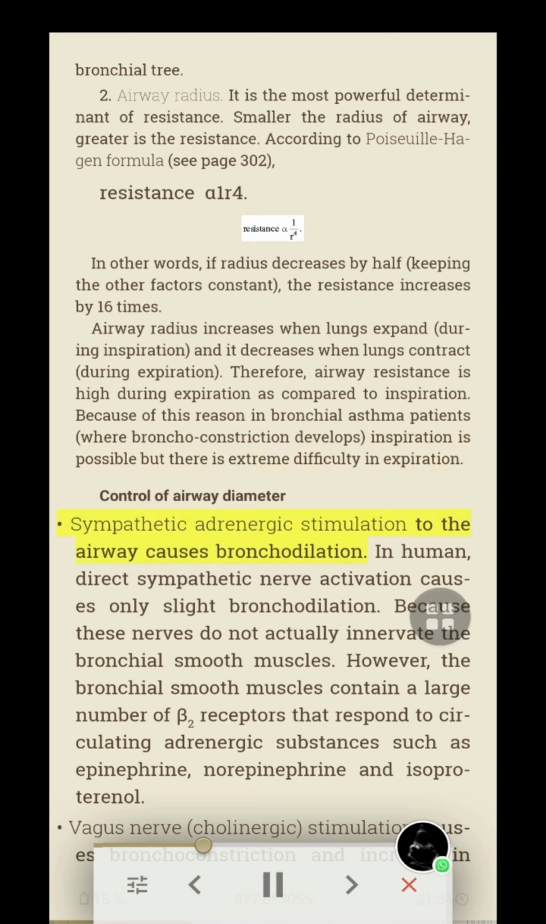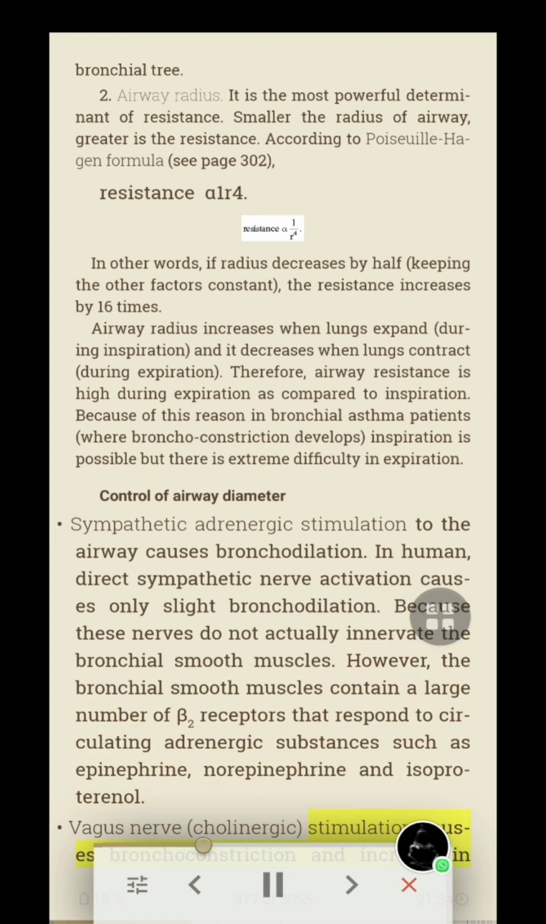Sympathetic adrenergic stimulation to the airway causes bronchodilation. In humans, direct sympathetic nerve activation causes only slight bronchodilation, because these nerves do not actually innervate the bronchial smooth muscles. However, the bronchial smooth muscles contain a large number of beta-2 receptors that respond to circulating adrenergic substances such as epinephrine, norepinephrine and isoproterenol.